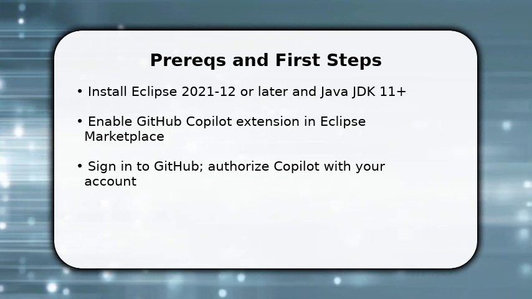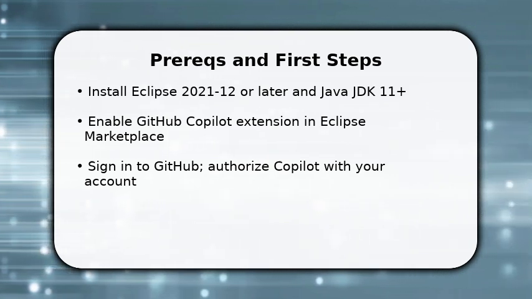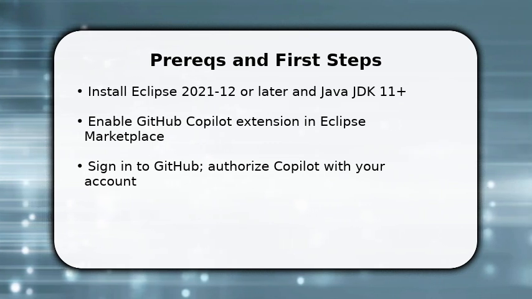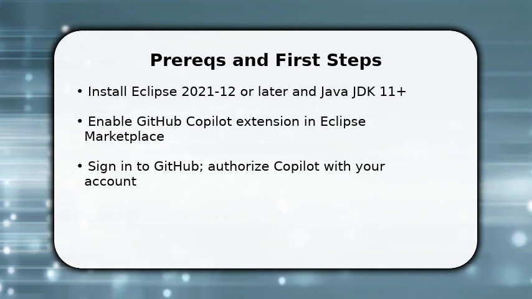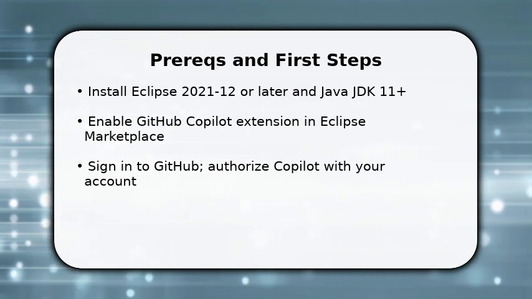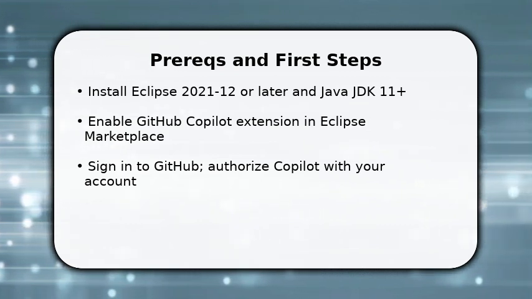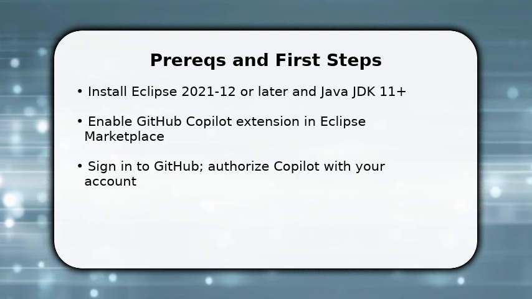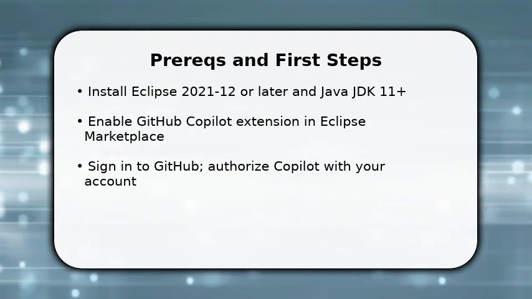Next, sign in with your GitHub account and grant Copilot access. This links usage to your subscription or trial. Make sure you allow Copilot to access relevant repositories. After authorization, restart Eclipse when prompted, so the extension initializes and connects to GitHub service.